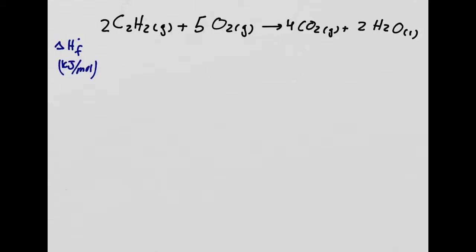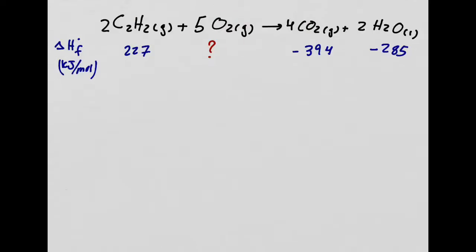I'm going to give you the delta H of formation, basically how much energy we need or release to make these from their pure elemental form. Delta H of formation of C2H2 is 227. Carbon dioxide is minus 394. And water is negative 285. Again, I looked up those values for each one. You follow me so far?